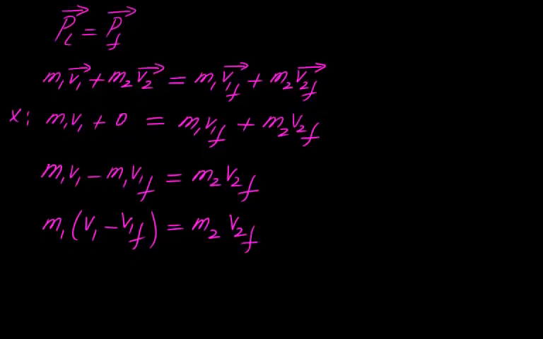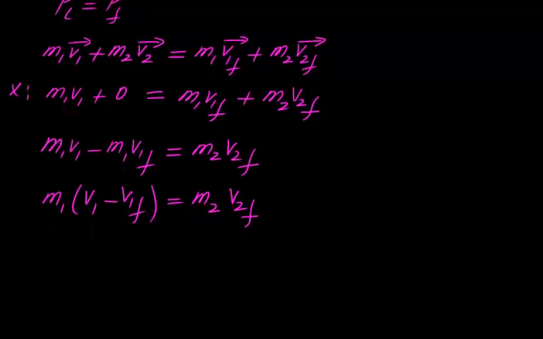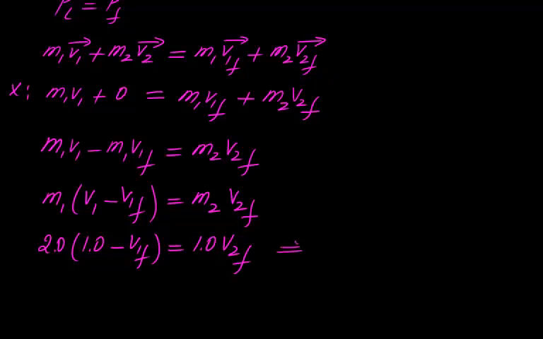Now you can substitute for the known quantities. m1 is equal to 2, times the quantity v1 is equal to 1.0 minus v1 final, equals m2 is equal to 1 times v2 final. As a result, the v2 final is equal to 2 times 1 minus v1 final.